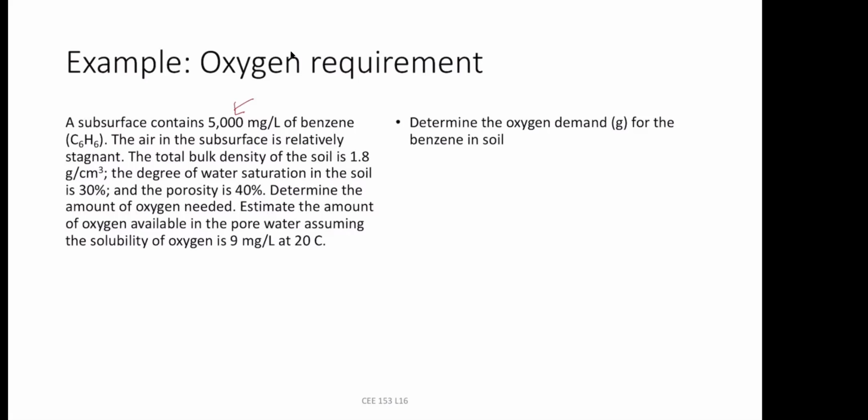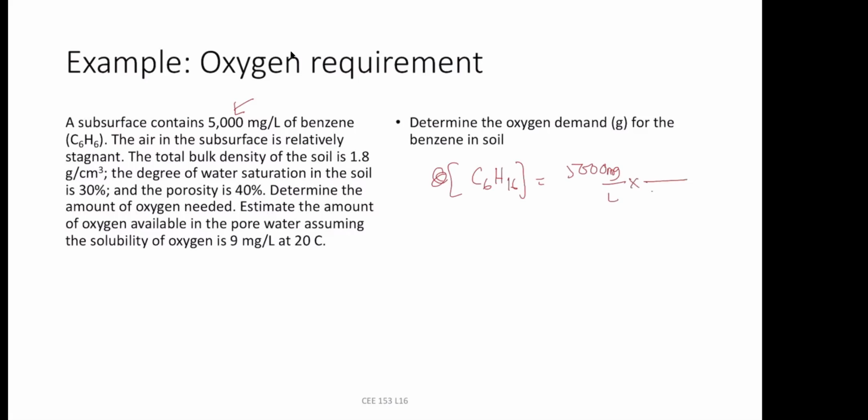So you know the concentration of pollutant. Concentration, so I'm going to write C6H6. Concentration is 5,000 milligram per liter. Again, you have to change to moles. Okay, so everything is molar.